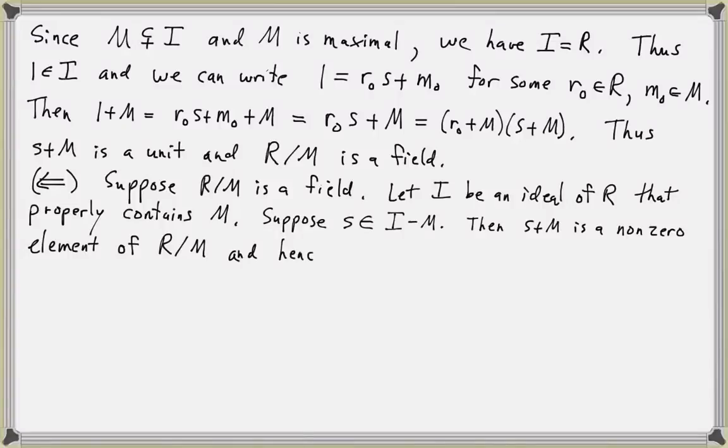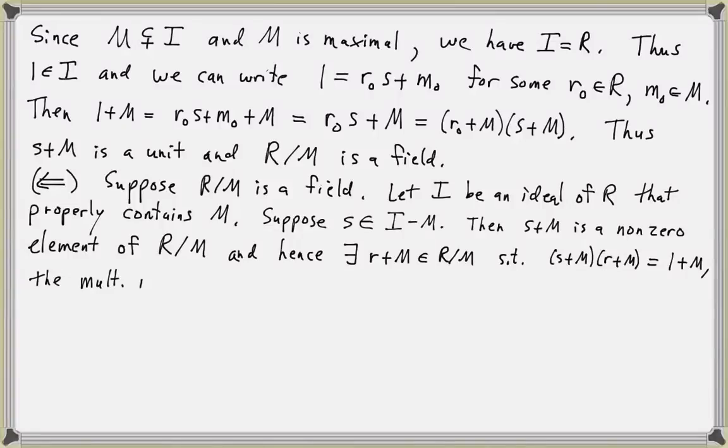So hence, there exists an element R plus M in the factor ring such that S plus M times R plus M is equal to the identity in the factor ring, 1 plus M. So again, where 1 plus M is the multiplicative identity in R mod M.